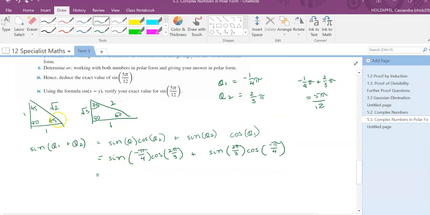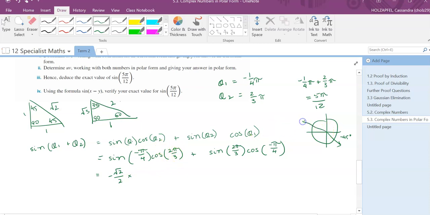So now I can go back and use these triangles. So sine pi on 4. Let's use our unit circle just quickly here. If I do sine pi on 4, that's the same as saying negative 45 degrees. And in this quadrant, sine is actually going to be negative. So sine is going to be 1 over root 2, which is the same as root 2 over 2, and it's negative in that quadrant, multiplied by cos 2 pi on 3.